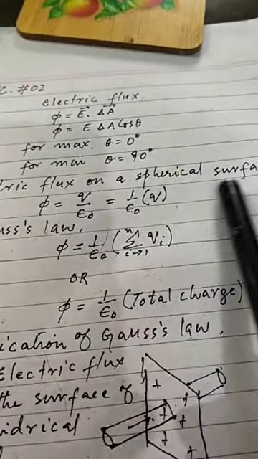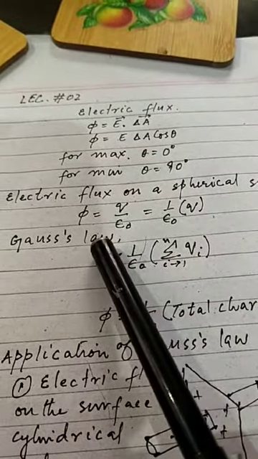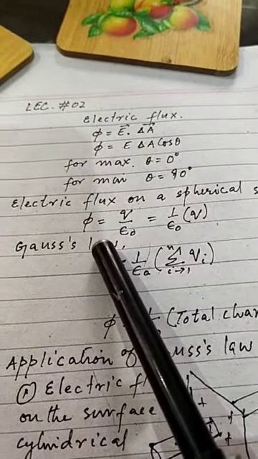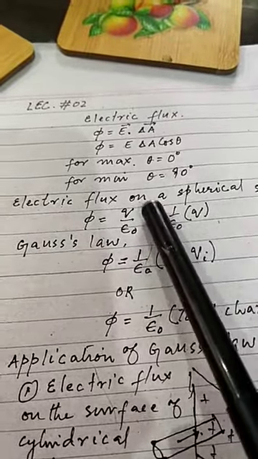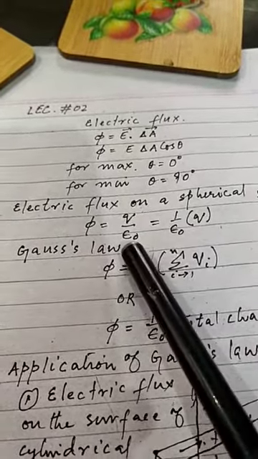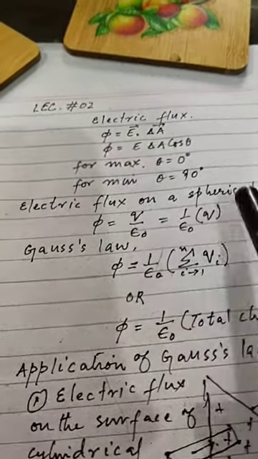Electric flux on a spherical surface. This is the mathematical formula. By using this formula, you can calculate electric flux on a spherical surface. Phi is the electric flux, Q is the charge which is placed on a spherical surface, and epsilon naught is the permittivity of free space, which is constant. You can write this value as this.